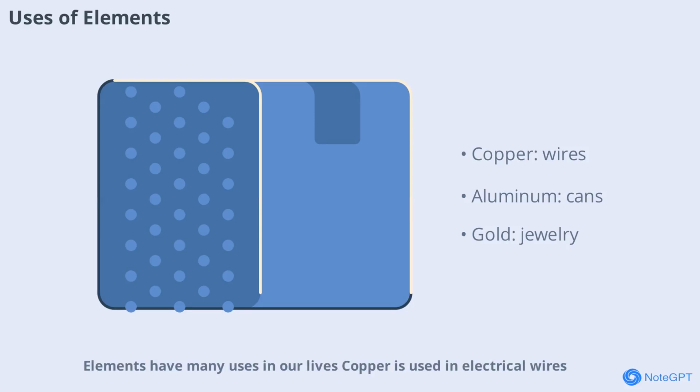Elements have many uses in our lives. Copper is used in electrical wires, aluminum in cans and airplanes, and gold in jewelry. Each element's unique properties make it suitable for different tasks. Learning about elements helps us see their value in technology and daily life.